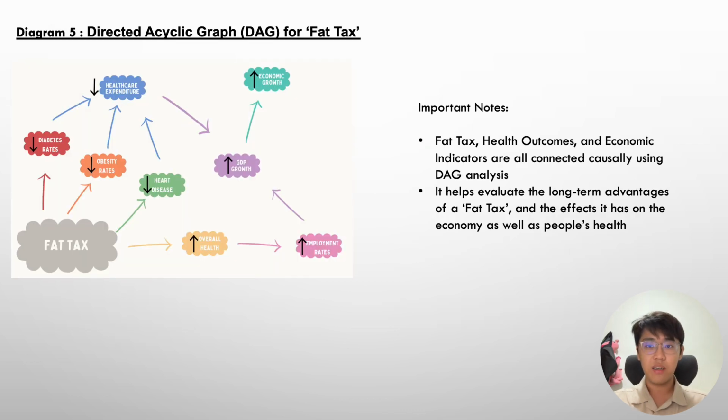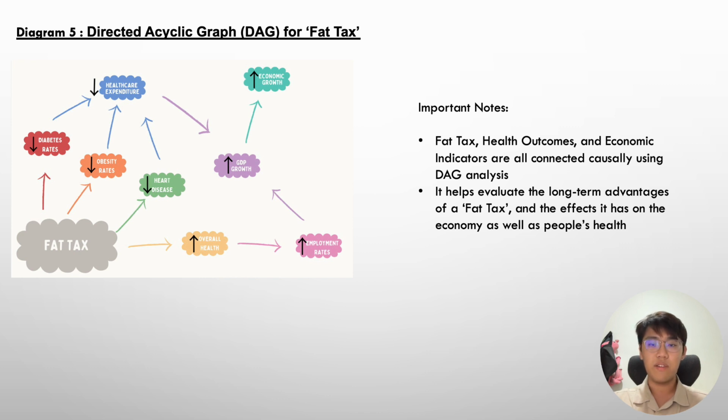As for question 5, I'll be using directed acyclic graphs, also known as DAG, to briefly discuss how it is possible to use an empirical econometric model to assess the health and economic growth consequences of a fat tax. Firstly, I'll briefly talk about what a fat tax is. A fat tax is a tax that's imposed on food and drinks that are high in sugar and unhealthy fats to discourage their consumption. The idea is to promote healthier choices for consumers and also to reduce food-related health issues such as diabetes, obesity, and heart diseases.